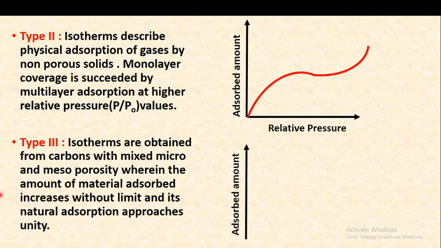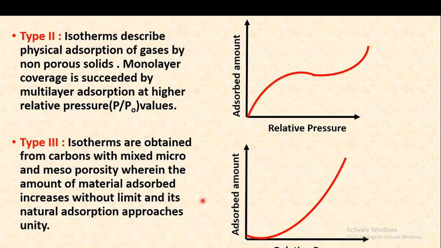So the graph for the type third isotherm, that is the adsorption on carbons with mixed micro and mesoporosity, is adsorbed amount versus relative pressure, and the nature of the graph is like this.